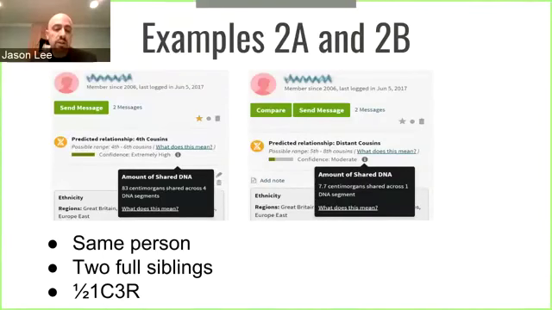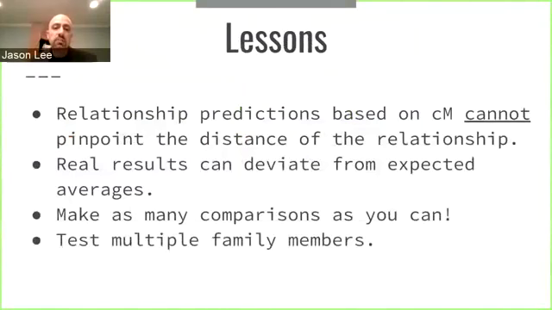So the actual relationship here is half first cousin, 3 times removed. It's the same relationship with both people. So again, relationship predictions based on centimorgans cannot pinpoint the distance of the relationship with absolute perfect accuracy. Real results deviate considerably from the average. So you really want to make a lot of comparisons so you can get a fuller, more complete picture. If my sister had been the only person in the family to test, we would have never known that Cheryl was an interesting match because it's so distant. That match is at the bottom of the pile, and we never really would have paid attention to it.